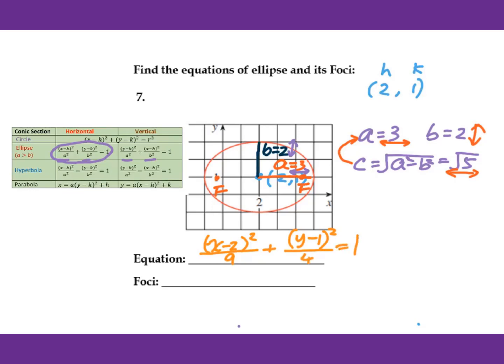For the foci, you will write down (h, k) as (2, 1). Then horizontally moving square root of 5 to the left and the right. Therefore, I add or subtract square root of 5. So for the foci, that will be (2 plus or minus square root of 5, 1).